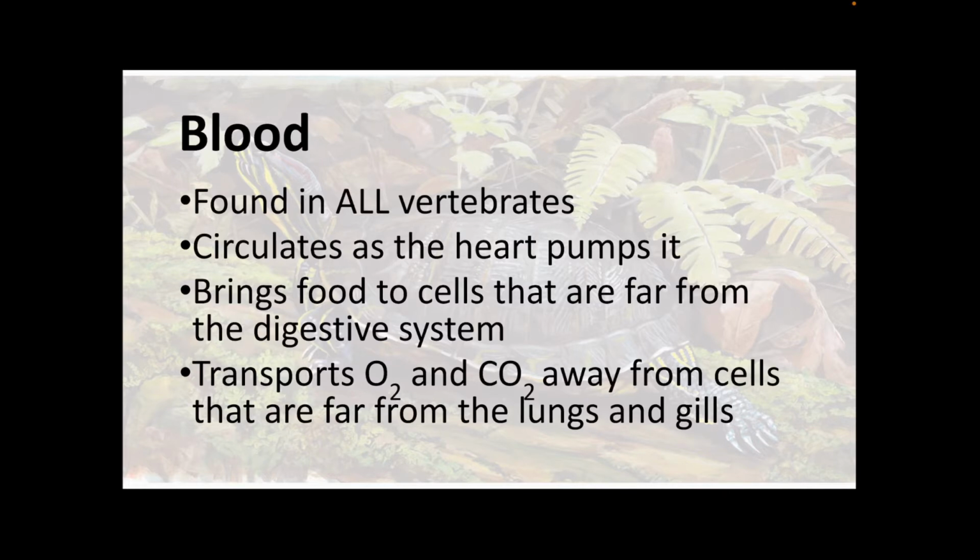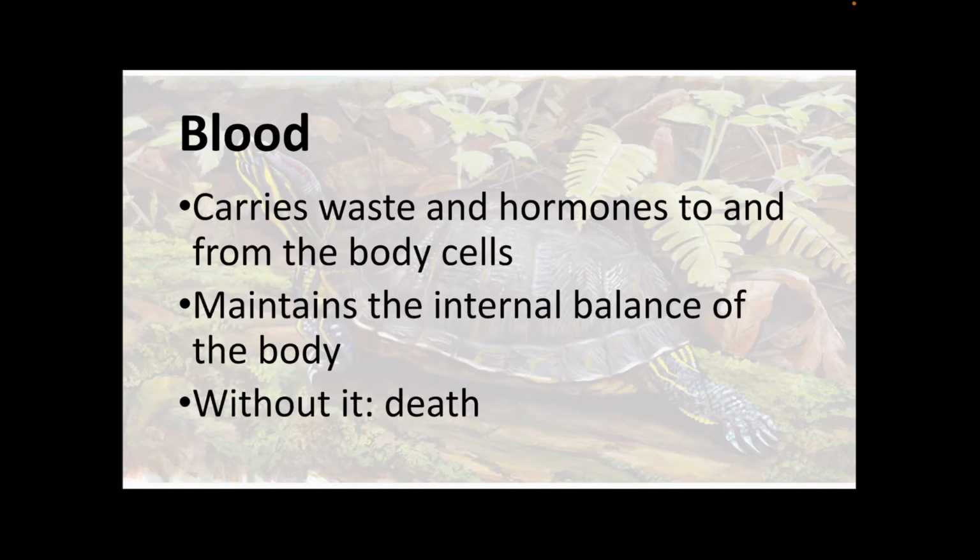Your blood is able to be kind of like a transport system where it's going to carry food to cells that are far from the digestive tract so that they're getting nourished. And it's also very important in carrying oxygen to cells and then carbon dioxide away from cells, especially those that are farther from your lungs, and gills in certain animals that have gills. So, blood not only carries nutrients and food, but it also carries waste and also carries hormones to and from the body cells. This is important to create a homeostatic balance for your body so that your internal balance of the body is stable and good.